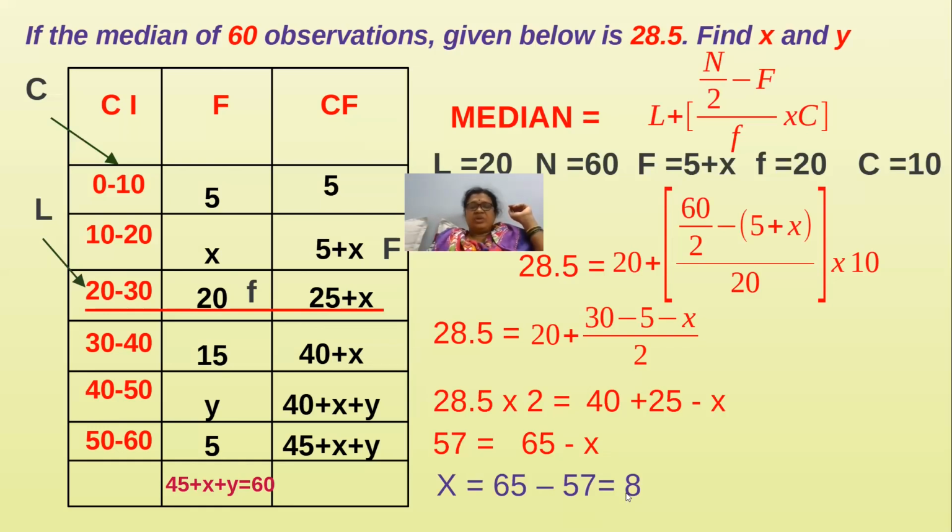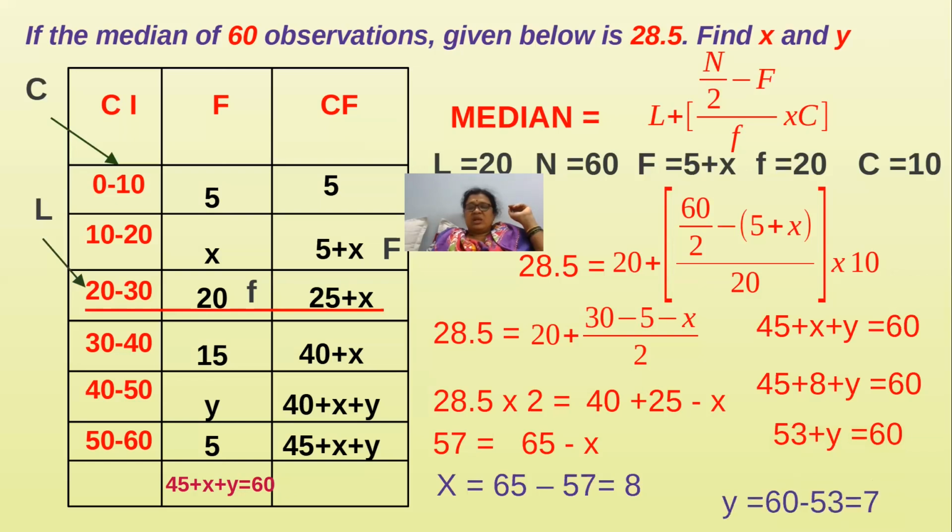Now we have to find out the y value also. We know the sum of the frequencies, it is 45 plus x plus y is 60. Now we'll take this equation here, and we know the x value, we will substitute 8 in place of x. We will get 53 plus y, and the y value is 60 minus 53, that is equal to 7.